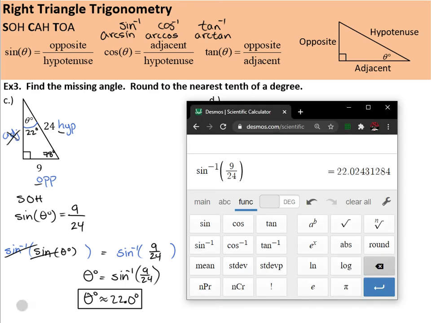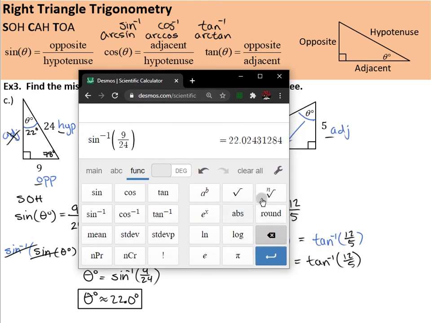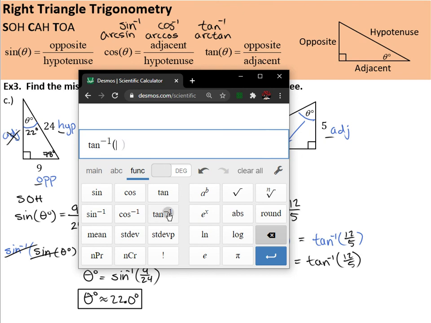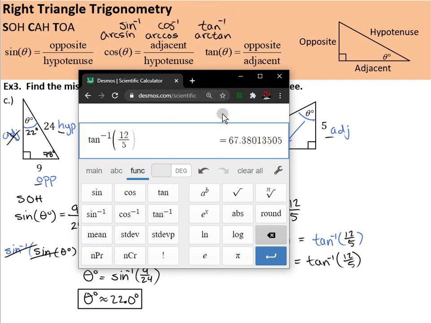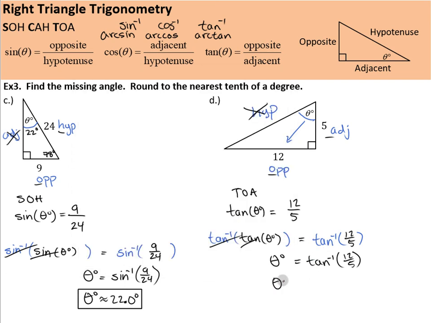So once again, we go to Desmos, we type this in, inverse tangent of 12 divided by 5, and we get that our missing angle, going to the nearest tenth or 1 decimal for angles, is about 67.4 degrees.